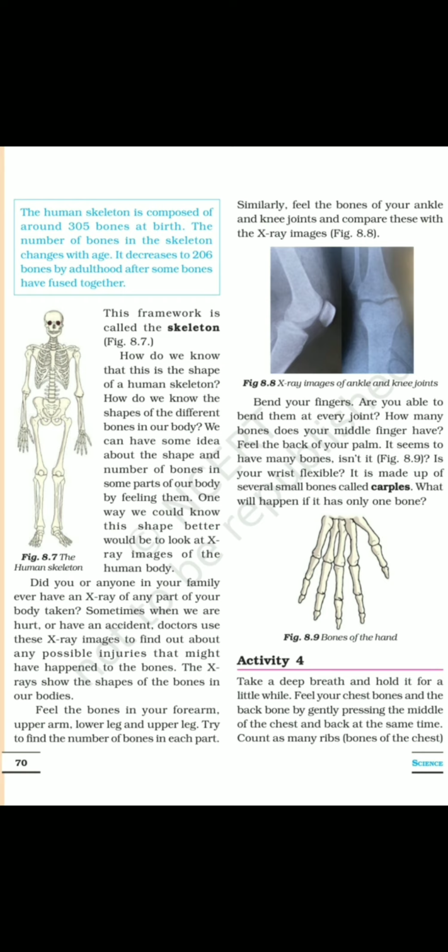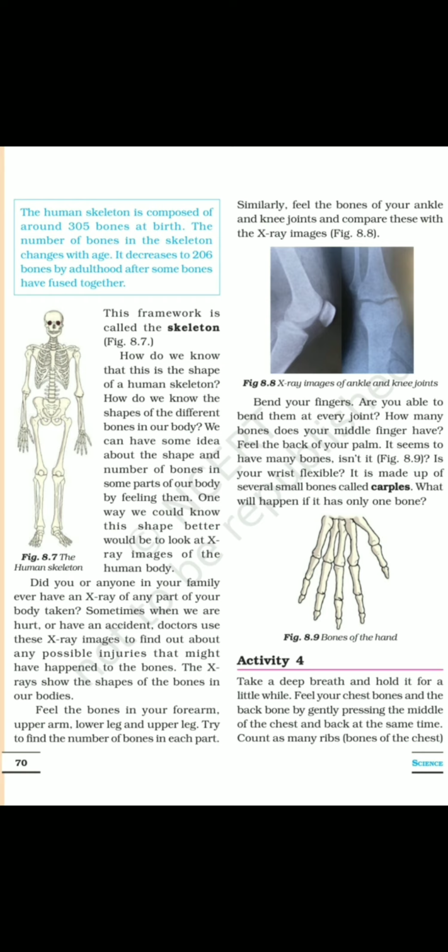So many questions we have. So, let me explain. Our hand is made up of three parts: wrist, palm, and fingers. The wrist consists of 8 small bones. These bones are called carpals.